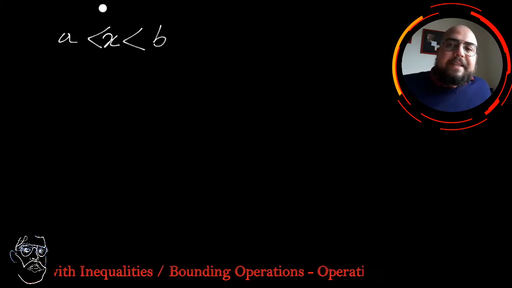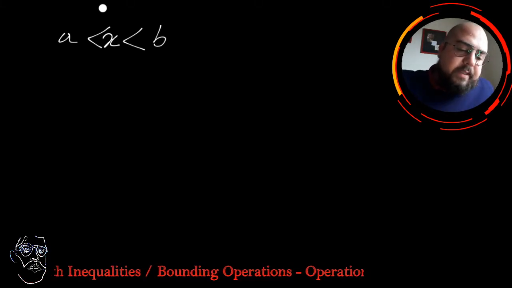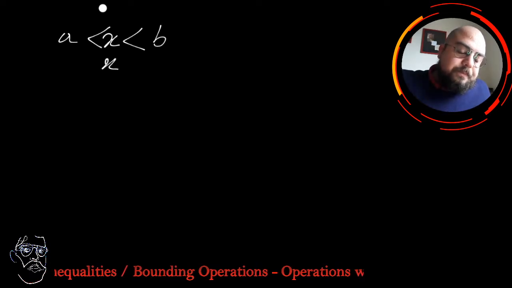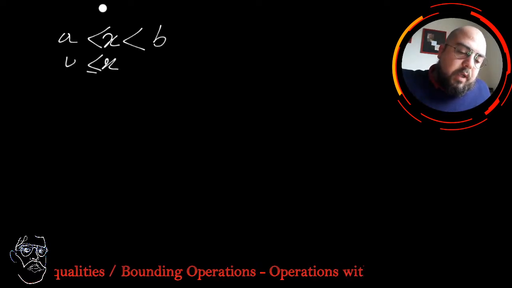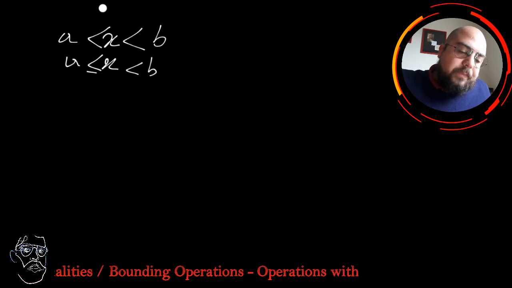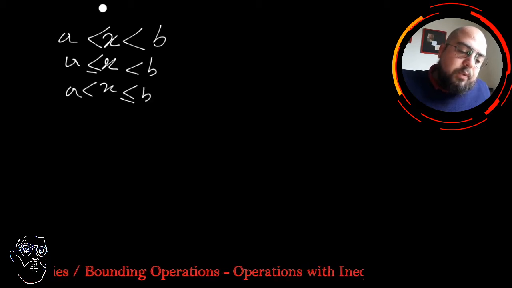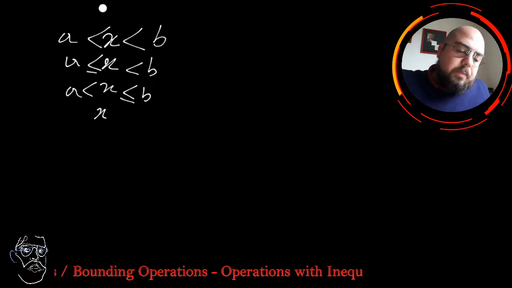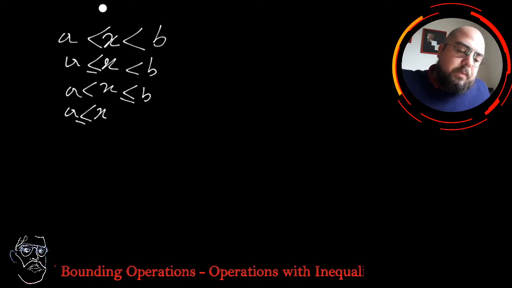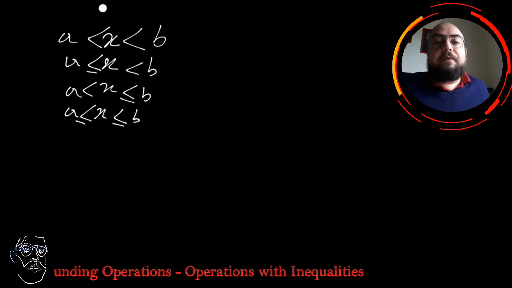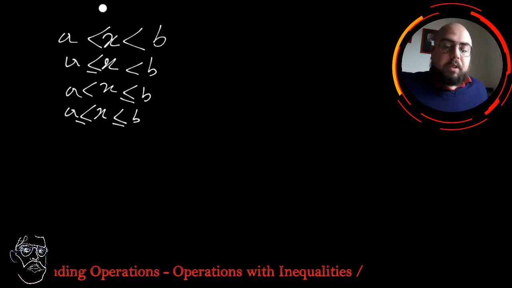Now, what are the different cases that I can have? X could be strictly between a and b. X could be equal to a but smaller than b. X could be greater than a but smaller or equal to b. Or X could be between a and b and even equal to a or equal to b. These are the four cases related to bounding.